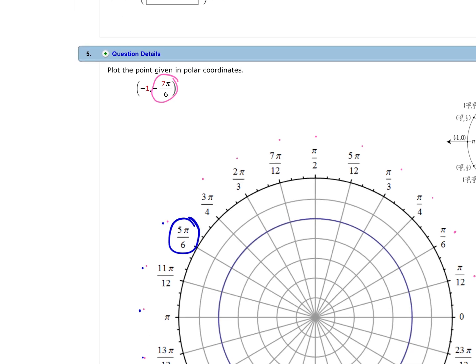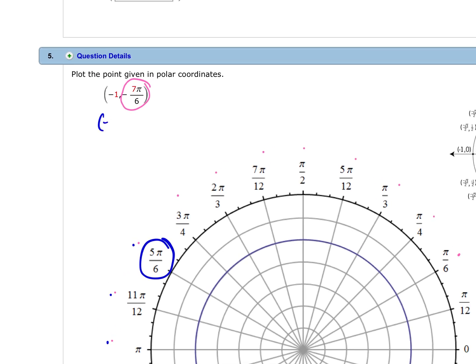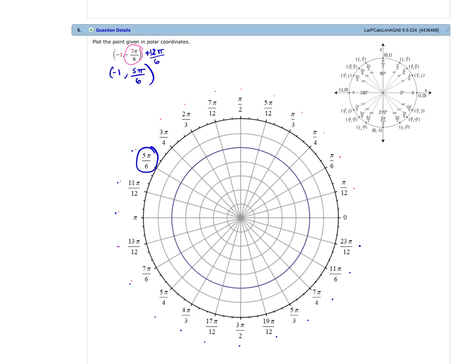Or another way that we could find that is we could keep negative 1 and then just add 2 pi to it. So we'd want to find a positive coterminal angle. We could add 2 pi. So we'd add 12 pi over 6, which would give us 5 pi over 6. So you could either count or just add 2 pi to it to make it positive. So I found 5 pi over 6.